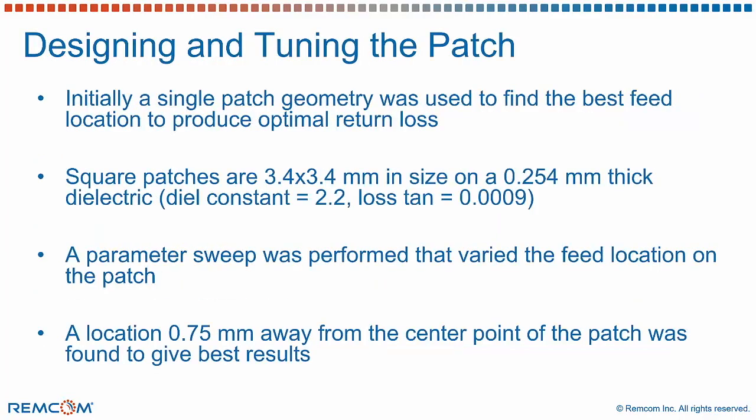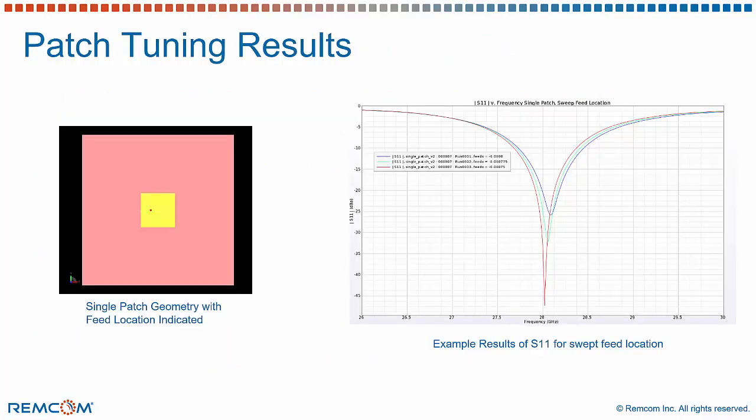We begin by creating a single patch and optimizing the position of the source feed. This can be done by varying the location of the feed and observing the change in return loss of the patch at 28 GHz. Based on the return loss response of the parameterized feed position, shown in this plot, we determine that the optimal position of the feed is about 0.75 millimeters away from the center of the patch. We can then create an 8x8 array quickly using the pattern feature in XFdtd.